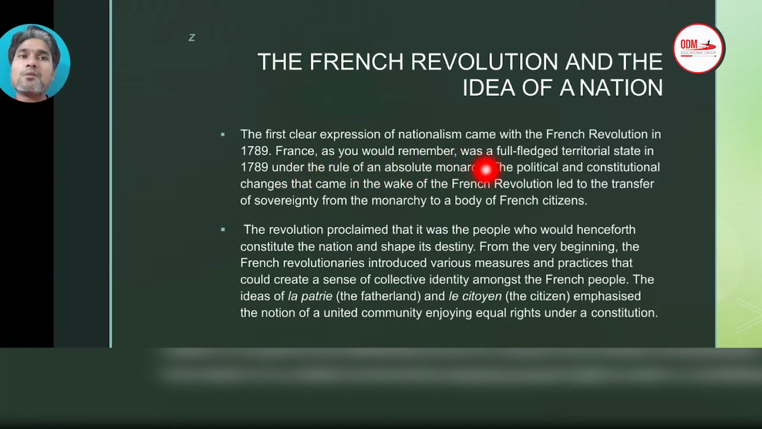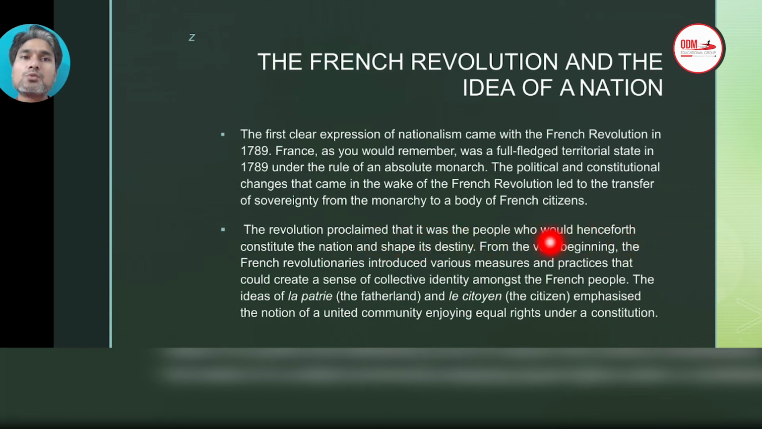So there was a king. It was Louis XVI. The political and constitutional changes that came in the wake of the French Revolution led to the transfer of sovereignty from the monarchy to the body of French citizens. So the authority, the administration, was transferred basically from monarchy to the body of French citizens. That was the change that happened in the French Revolution. The revolution proclaimed that it was the people who would henceforth constitute the nation and shape its destiny.